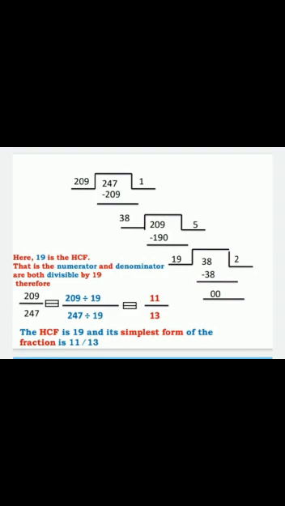So what is the HCF of 209 and 247? 19 is the HCF. That means the numerator and denominator are both divisible by 19. So you will write 209 upon 247 is equal to 209 divided by 19 upon 247 divided by 19. So 19 into what is 209, you are going to find out. So you get 11, and 247 divided by 19 is 13. So the HCF is 19, and the simplest form of 209 upon 247 is 11 upon 13.